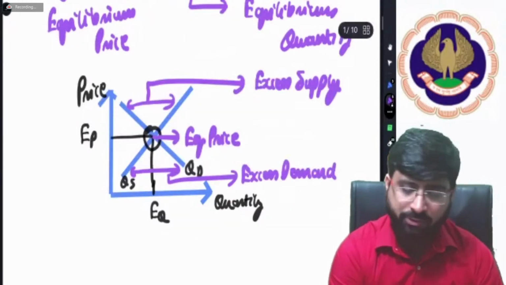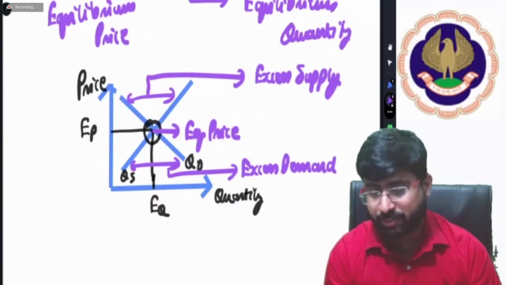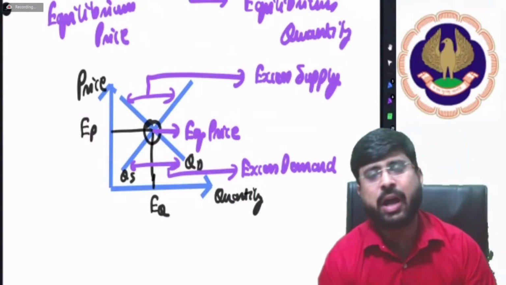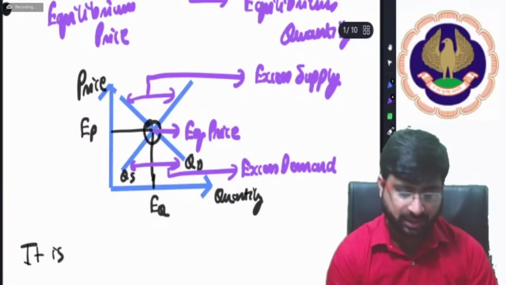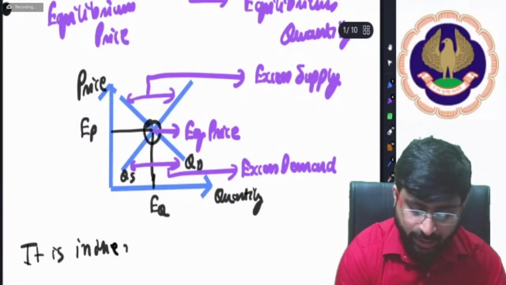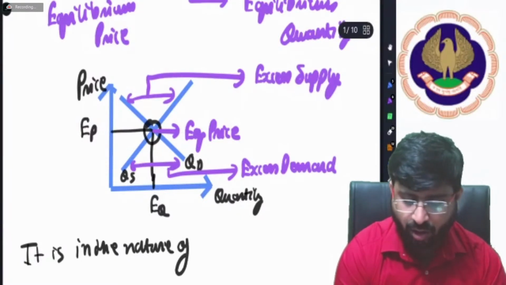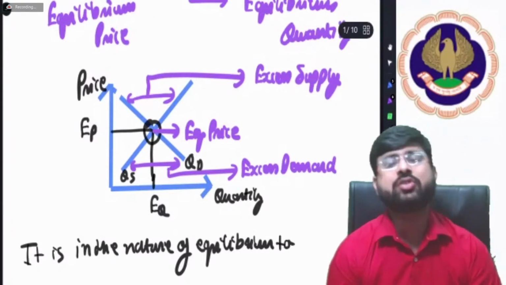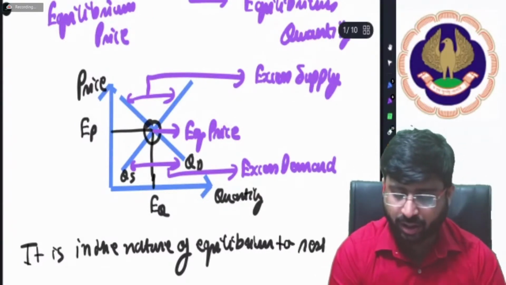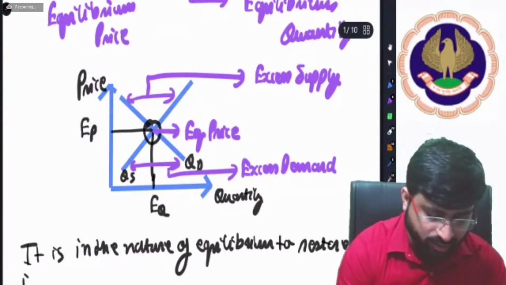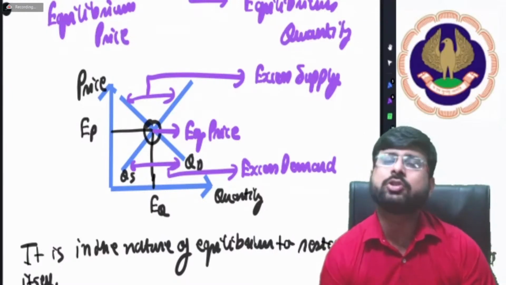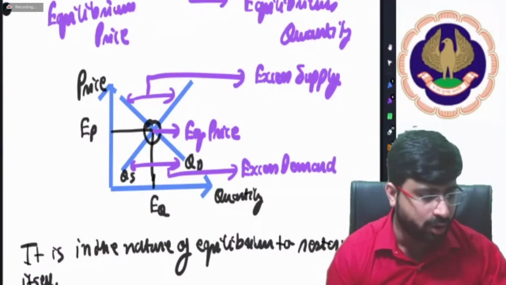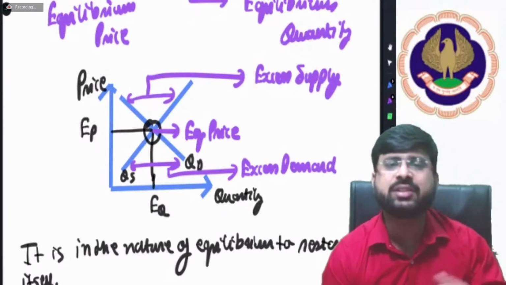Now, I am giving you a statement. Please focus, because I will explain this. Everybody will write it down with me. The statement is: it is in the nature of equilibrium to restore itself. So equilibrium will always try to identify itself or restore itself. Equilibrium is always going to trace back to itself. It is in its nature.